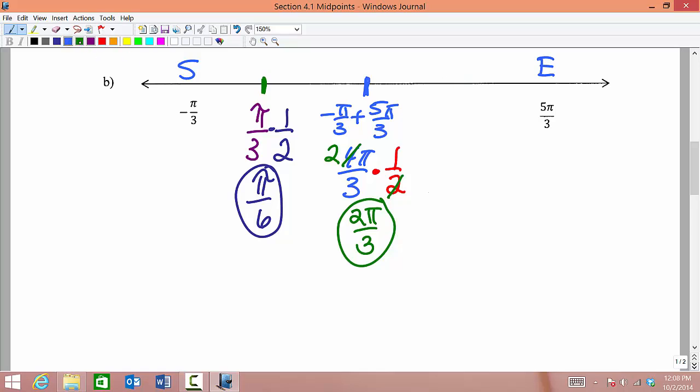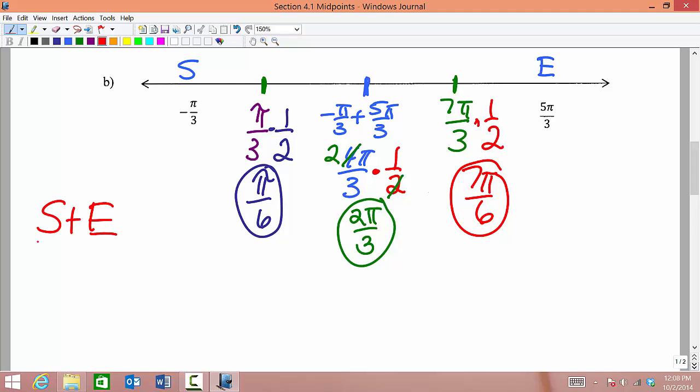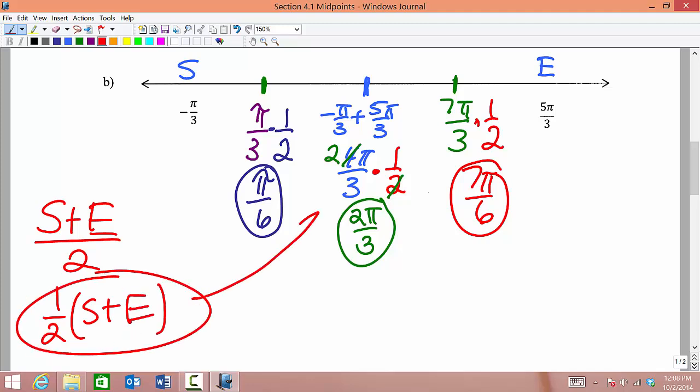Okay, let's find the last one here. We have to find the point between 2 pi over 3 and 5 pi over 3. So we'll add them together. 2 pi plus 5 pi is 7 pi. Keep the same denominator and then multiply by a half. So that would be 7 pi over 6. So remember that we add the starting point plus the ending point, divide by 2, and we repeat that process, or add the starting point and the ending point and then multiply by 1/2, which is what we did here.